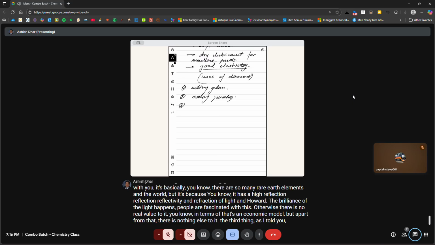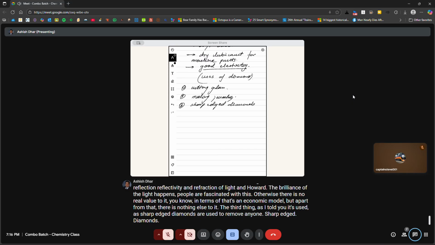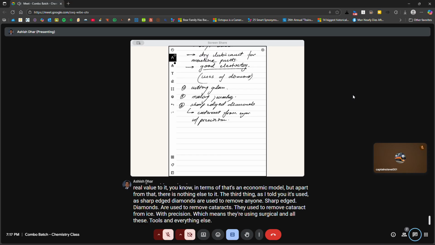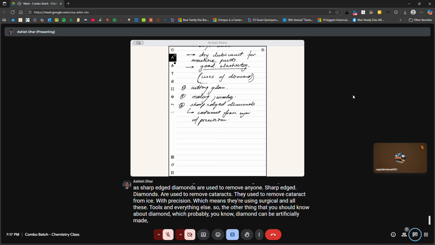The third thing, as I told you, sharp edged diamonds are used to remove, anyone? Sharp edged diamonds are used to remove cataract. They're used to remove cataract from eyes with precision, which means they're using surgical tools and everything else.